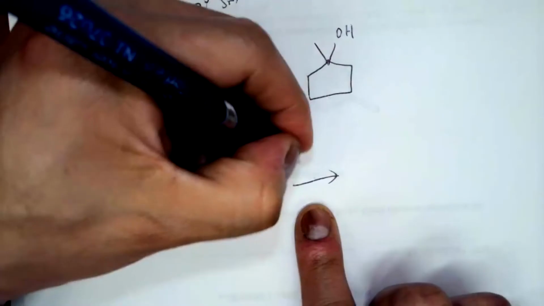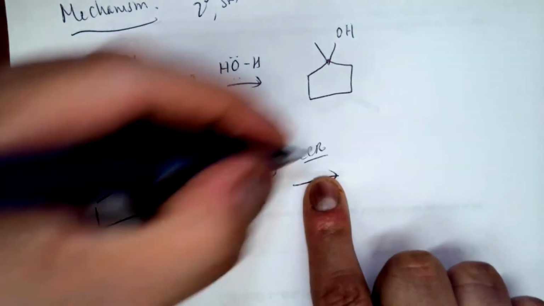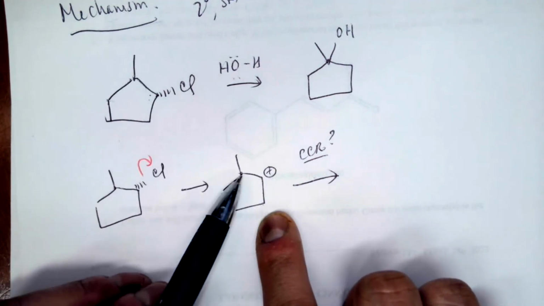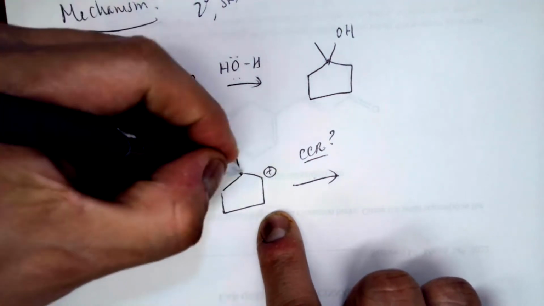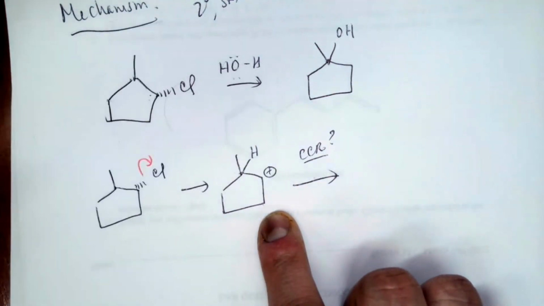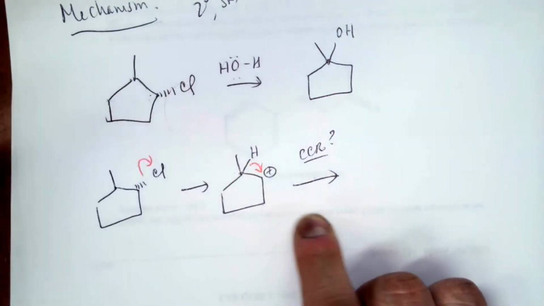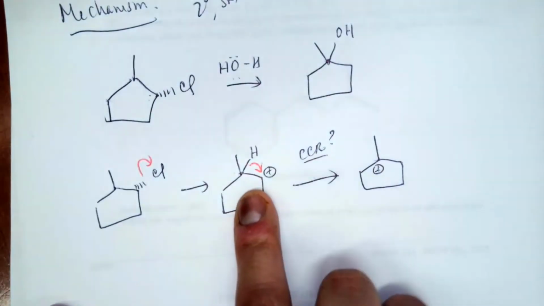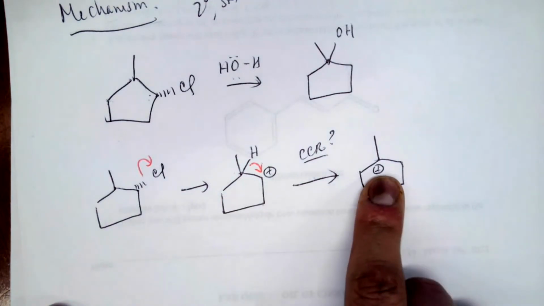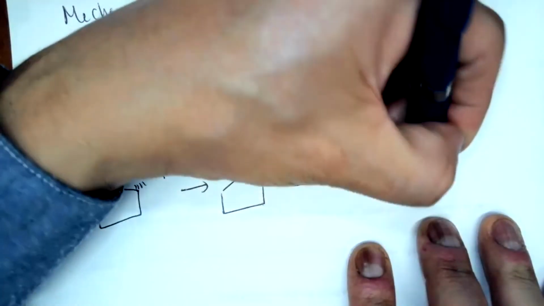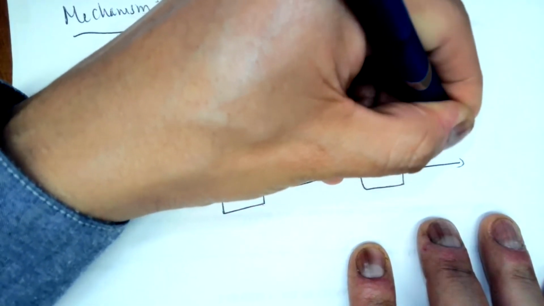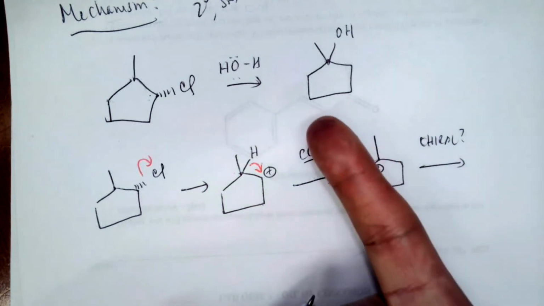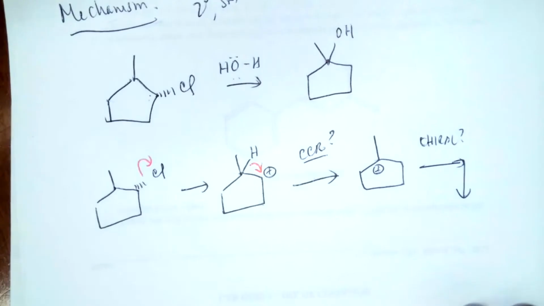After that, as soon as I produce a carbocation, I have to ask if I have CCR. In this case, I do. Secondary carbocation, secondary carbon, tertiary carbon. So I do a CCR. What am I migrating? The hydrogen. The hydrogen gets migrated. Now the carbocation goes to the tertiary. Then I do the chiral check. Is it chiral? In this particular case, no, it's not chiral. So I'm only producing one product. Then I do the nucleophilic attack.